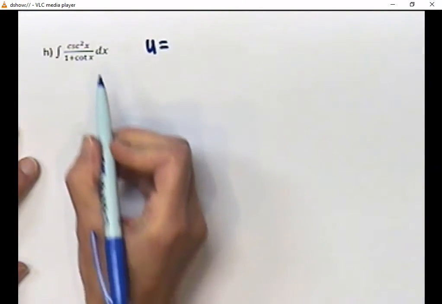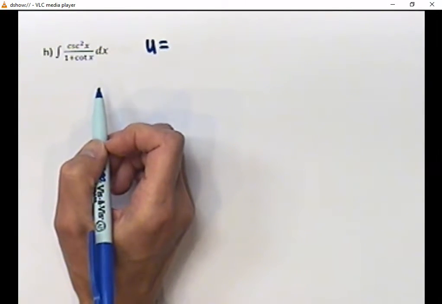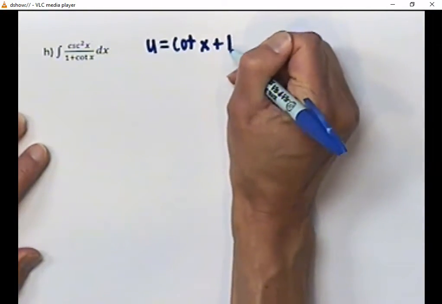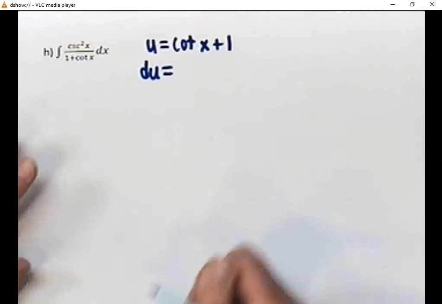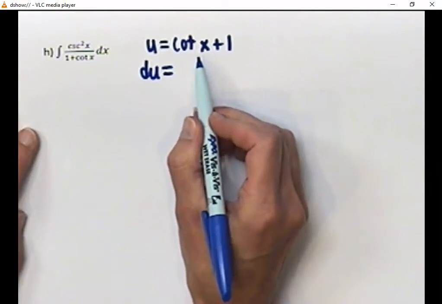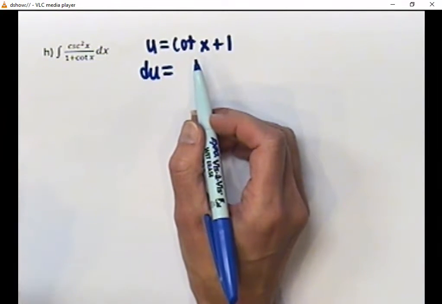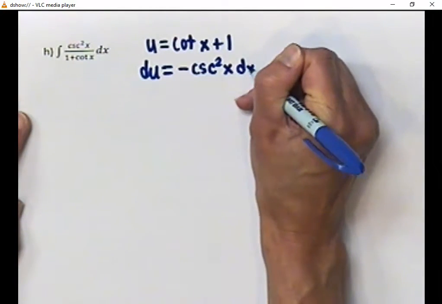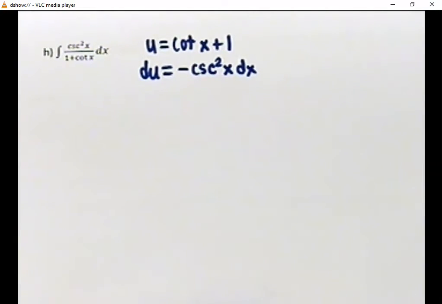So I probably want u to be, should I make it the cotangent x or cotangent x plus 1? Or does it matter? Cotangent x plus 1. Okay, we'll try that. Maybe it doesn't matter. If you do the whole thing, what's its derivative? du. Right, and there's also negative cosecant squared x dx. So it actually is negative cosecant squared dx.